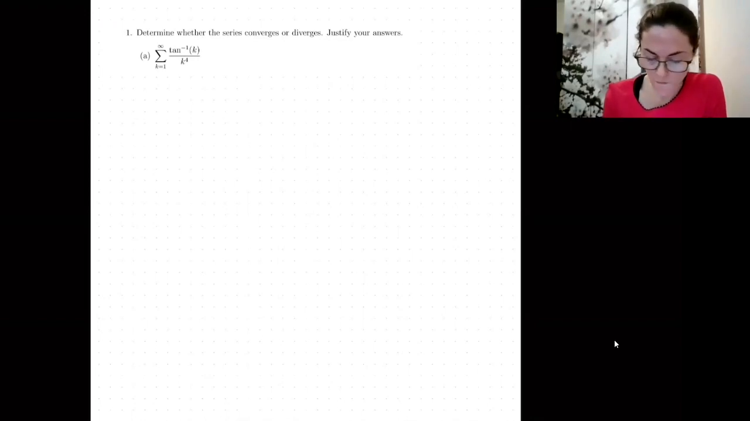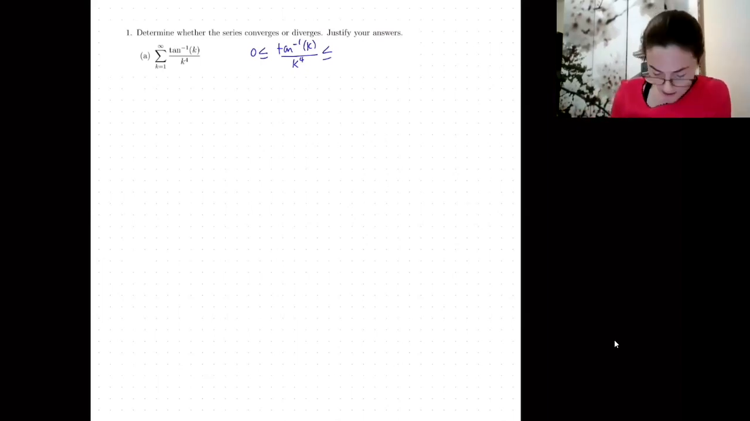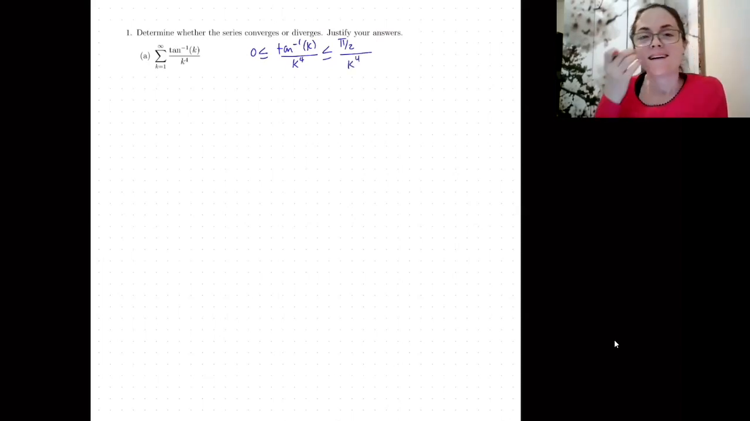Well, what we see in this first one, the numerator, we always think about this with the inverse tangent. It sits between minus pi over 2 and pi over 2. And so what I can say here, certainly starting at k equals 1, the numerator is positive, because tan inverse of 0 is 0, and then it's increasing after that. So we can say the following, that 0 is less than or equal to tan inverse k over k to the 4th, except it's k to the 4th. And this is less than or equal to, as I just mentioned, tan inverse is less than or equal to pi over 2. And we also know, for example, the limit as k goes to infinity is equal to pi over 2.